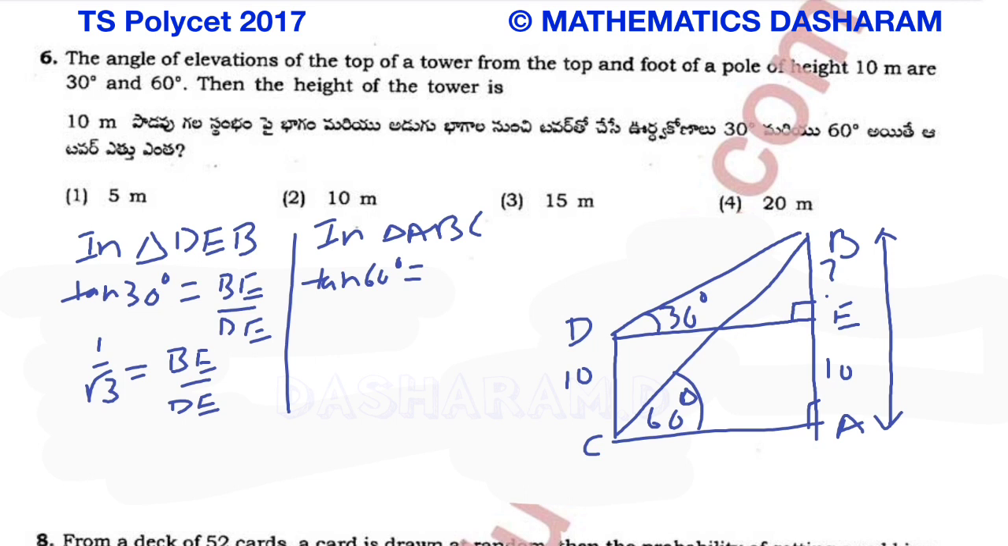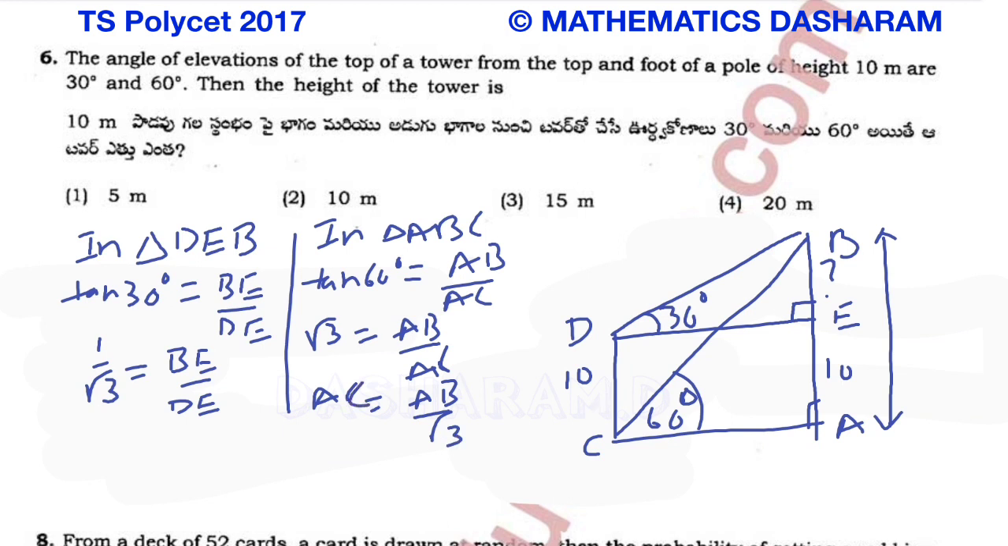Tan 60 equal to opposite AB and adjacent AC. Tan 60 is root 3. It is equal to AB divided by AC. So from this, AC value is AB divided by root 3, and from this DE value is BE into root 3. Now here DE and AC both are same.